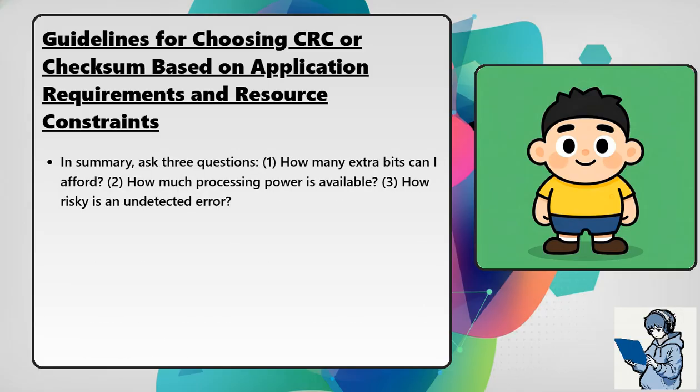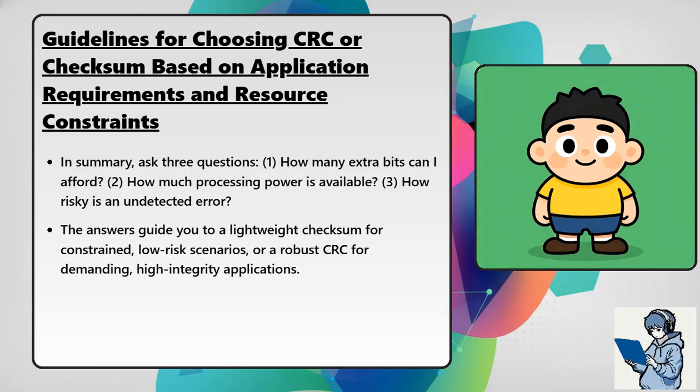In summary, ask 3 questions. Number 1, how many extra bits can I afford? Number 2, how much processing power is available? Number 3, how risky is an undetected error? The answers guide you to a lightweight checksum for constrained, low-risk scenarios, or a robust CRC for demanding, high-integrity applications.